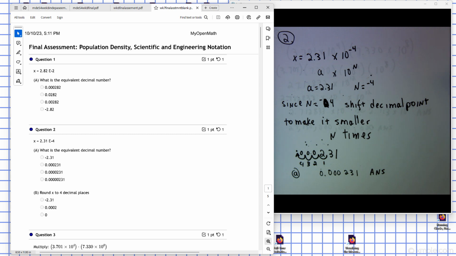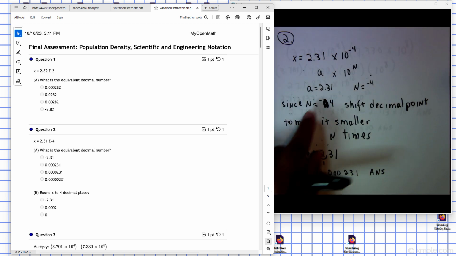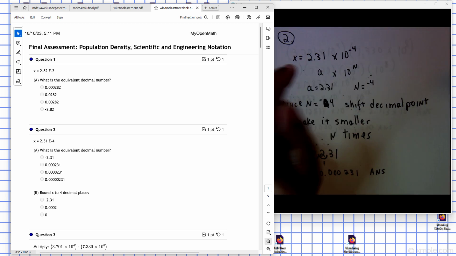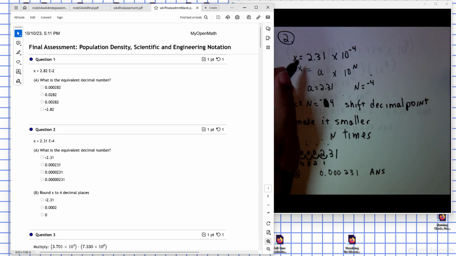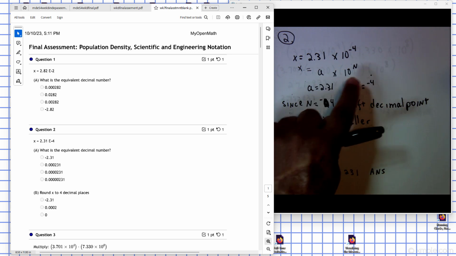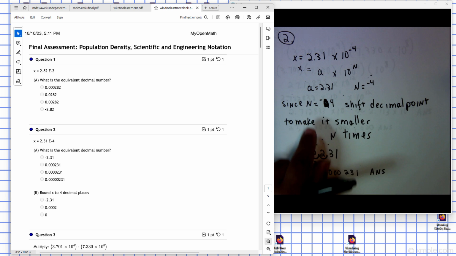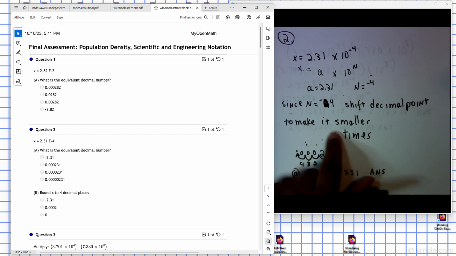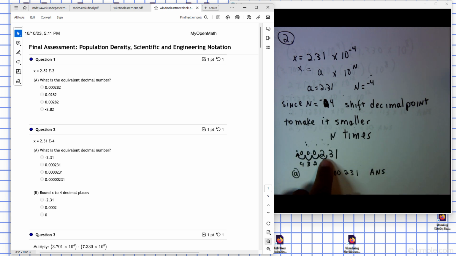Number 2, what is the equivalent decimal number? So we have 2.31 there times 10 to the -4. I wrote A times 10 to the N is equal to, then find my A and my N. Since it's negative, I'll shift it to make it smaller n times. So I shift it to make it smaller 4 times. And there's my final answer there.